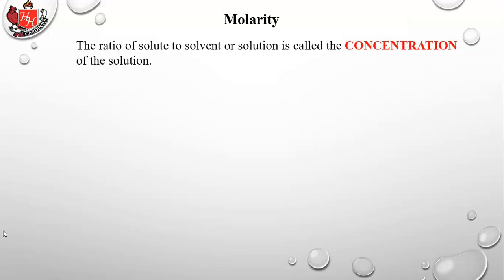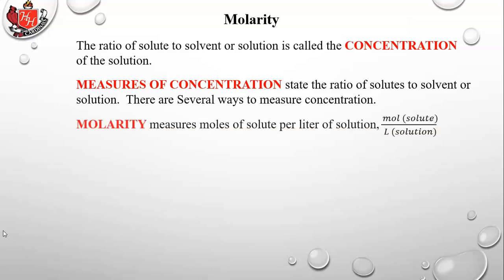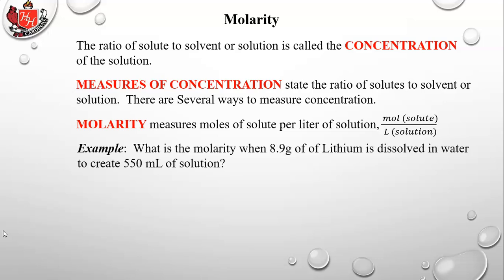So the ratio of solute to solvent or solution, depending on which measure of concentration you're using, is called the concentration of the solution. Measures of concentration state the ratio of solutes to solvent or solution. There are several ways to measure concentration. Molarity measures the moles of solute per liter of solution. So let's take an example here. What is the molarity when 8.9 grams of lithium is dissolved in water to create 550 milliliters of solution?